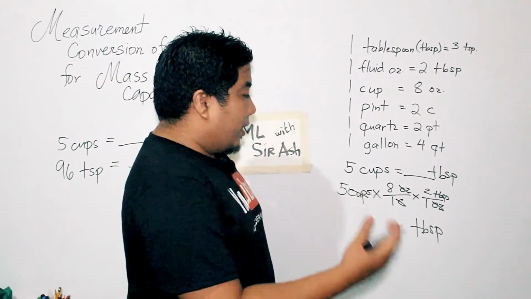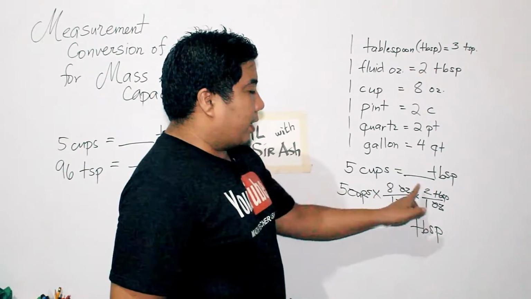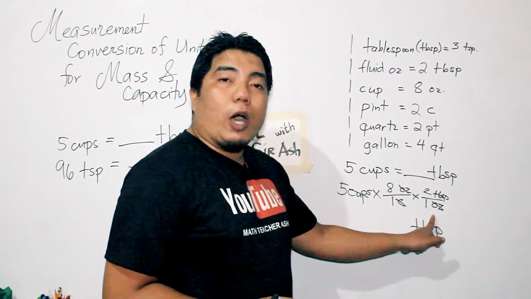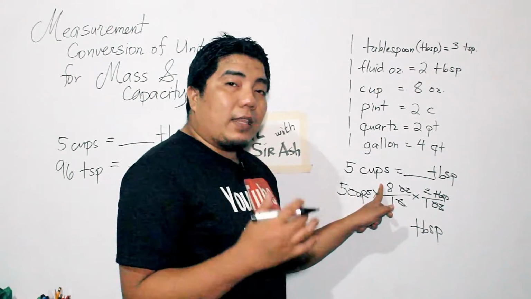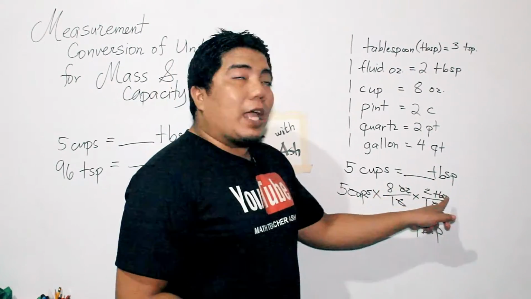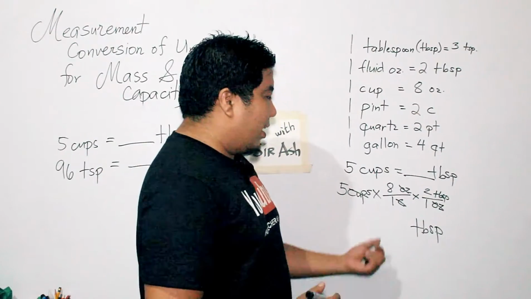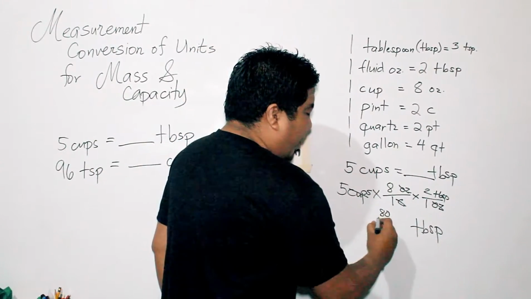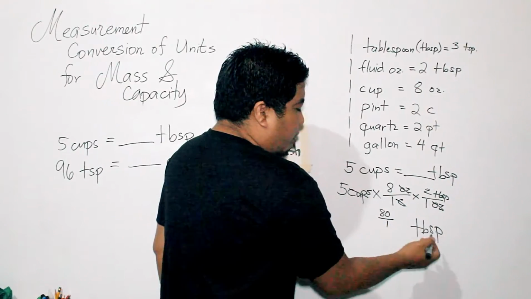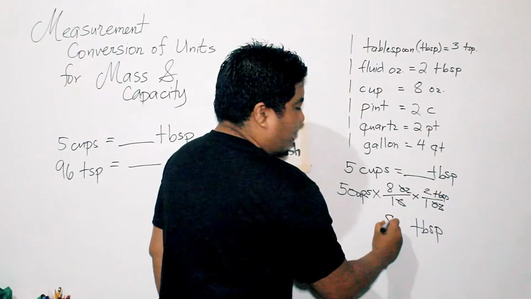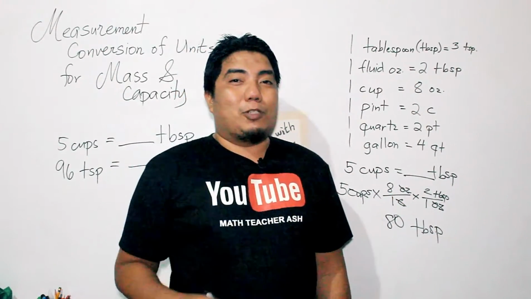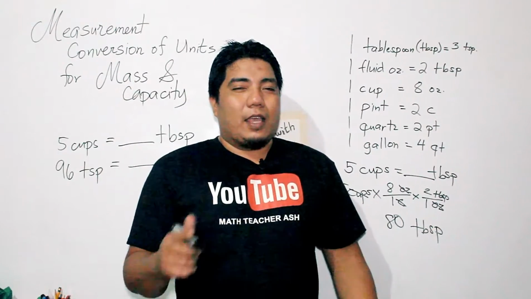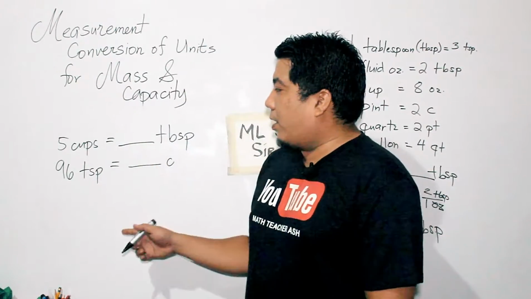mathematical sentence. That gives us 5 times 8 times 2 divided by 1 times 1. So 5 times 8, that is 40. 40 times 2, that is 80. So 80 divided by 1 times 1, that is 1. So our final answer is 80 tablespoons. Easy, right? Now, let's consider the second example.